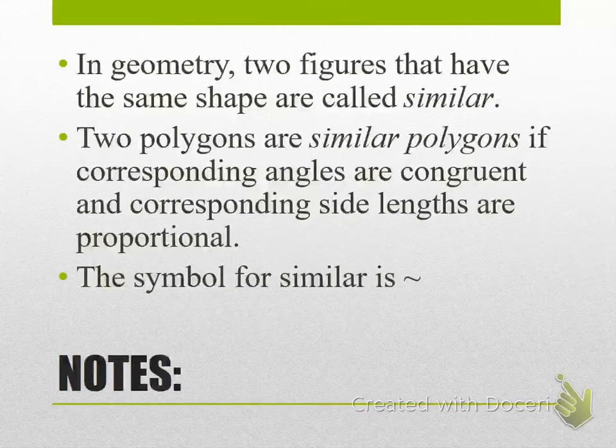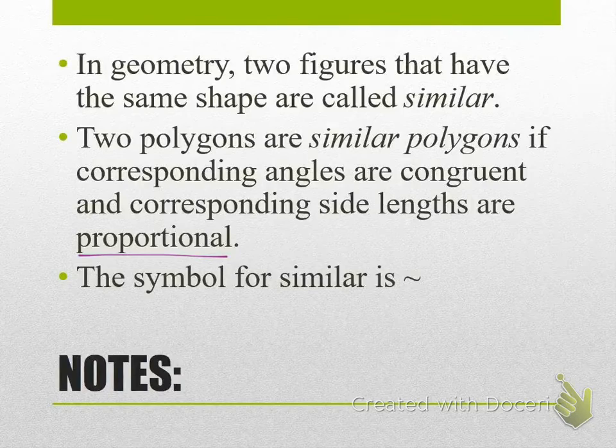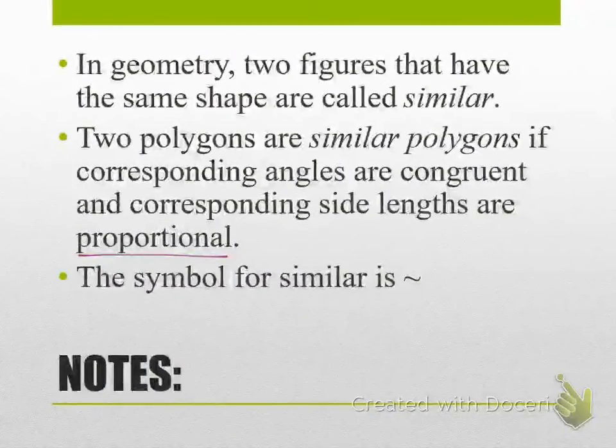In geometry, 2 figures that have the same shape are called similar. 2 polygons are similar polygons if corresponding angles are congruent and corresponding side lengths are proportional. If we used the word congruent in both places, then we would be talking about what we did last semester. We already talked about congruent figures. We're shifting our focus to ones that are just similar.